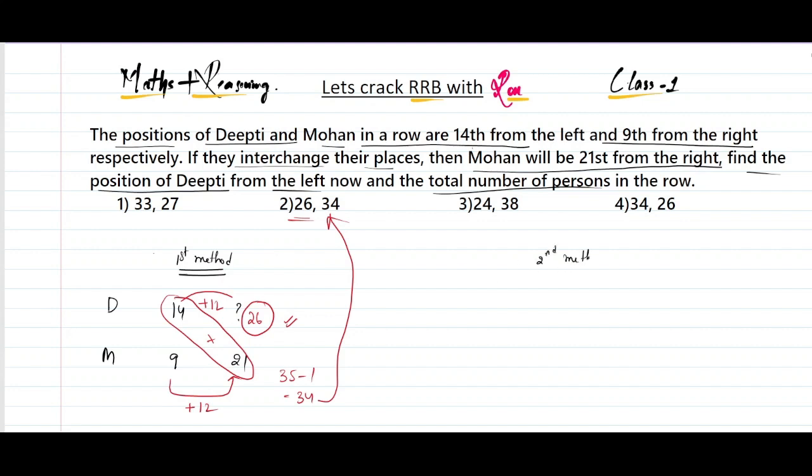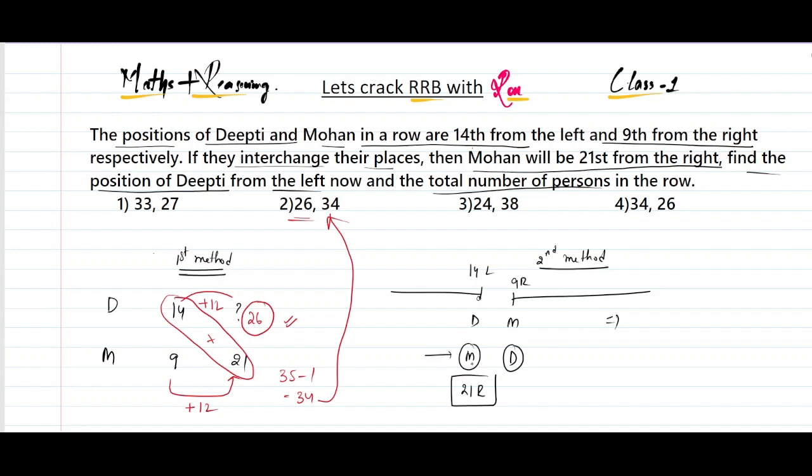See the second method. Here they said positions of Deepthi and Mohan. So here we have Deepthi 14th from left, and here we have Mohan 9th from right, and they said if they interchange the places, here we will have Mohan, here we will have Deepthi. They said 21st from the right, so this is 21st from right. Mohan's latest position is 14th from the left and 21st from the right.